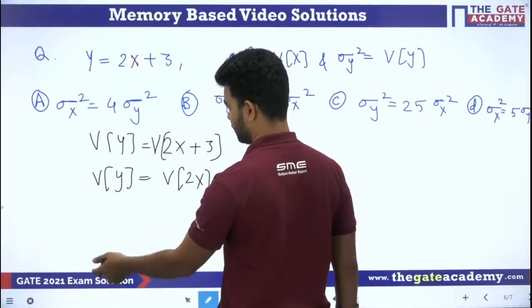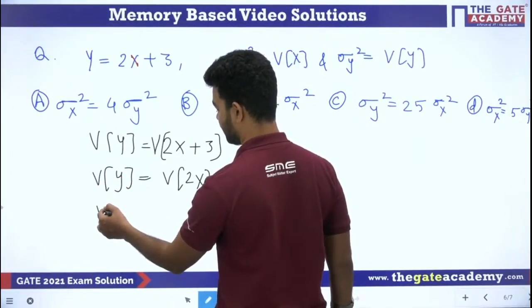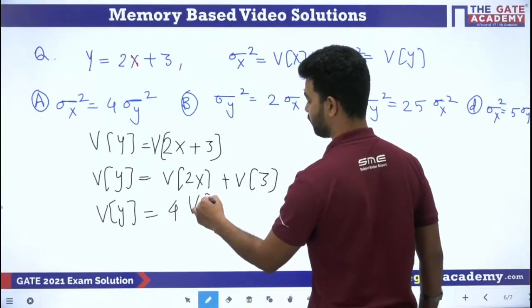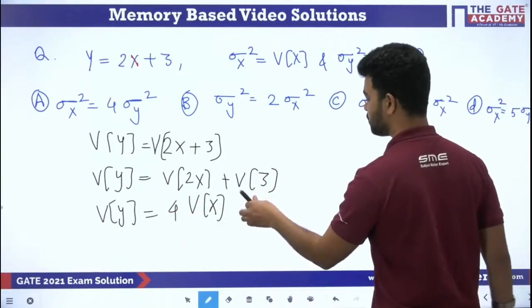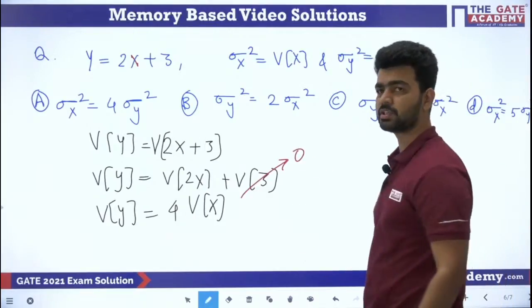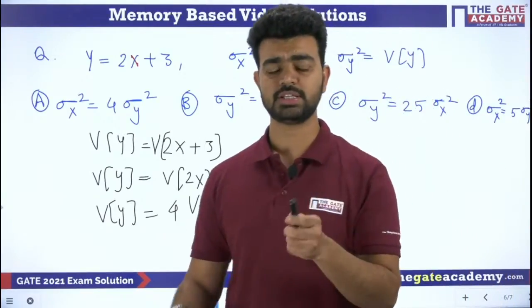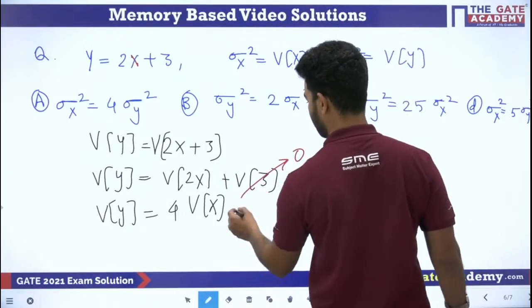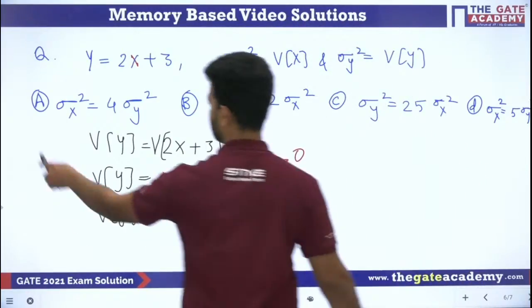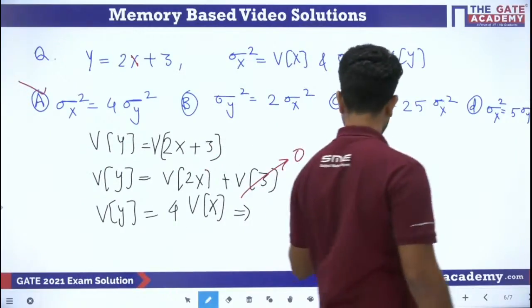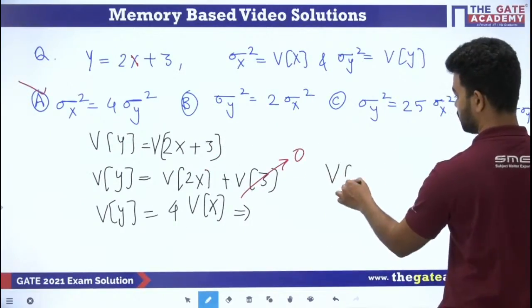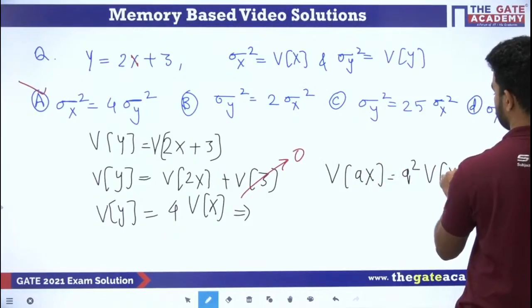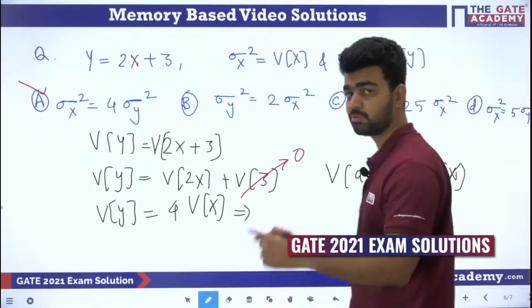Now this is the variance of y, which I can directly write as 4 variance of x. We know the property, right? The variance of a constant is always 0. If something is constant, its variance is 0, because it is not varying. So this option is correct. Which property have we used? Variance of ax is equal to a square into variance of x. This is what we have used, guys.